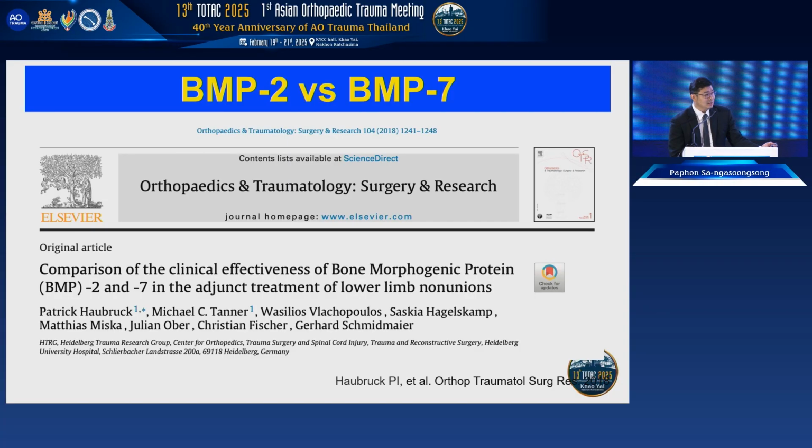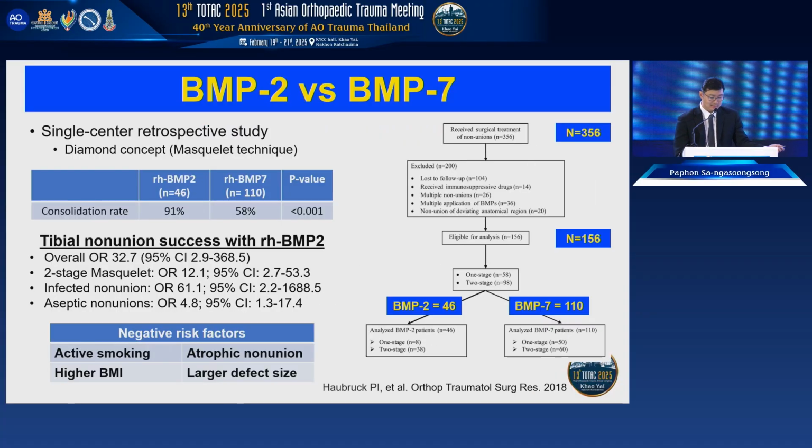When you try to check the efficacy of BMP2 and BMP7, there is one study in 2018 that tried to compare BMP2 and BMP7, and this study showed that BMP2 has higher efficacy than BMP7, with a success ratio of 22.7. And when you consider the use in non-union, you can see that infected non-union has a higher success rate than aseptic non-union, which means that BMP is highly likely to have success in infected non-union. However, there are still negative risk factors for BMP use, like smoking, atrophic non-union, high bone weight, and larger defect size from this study.